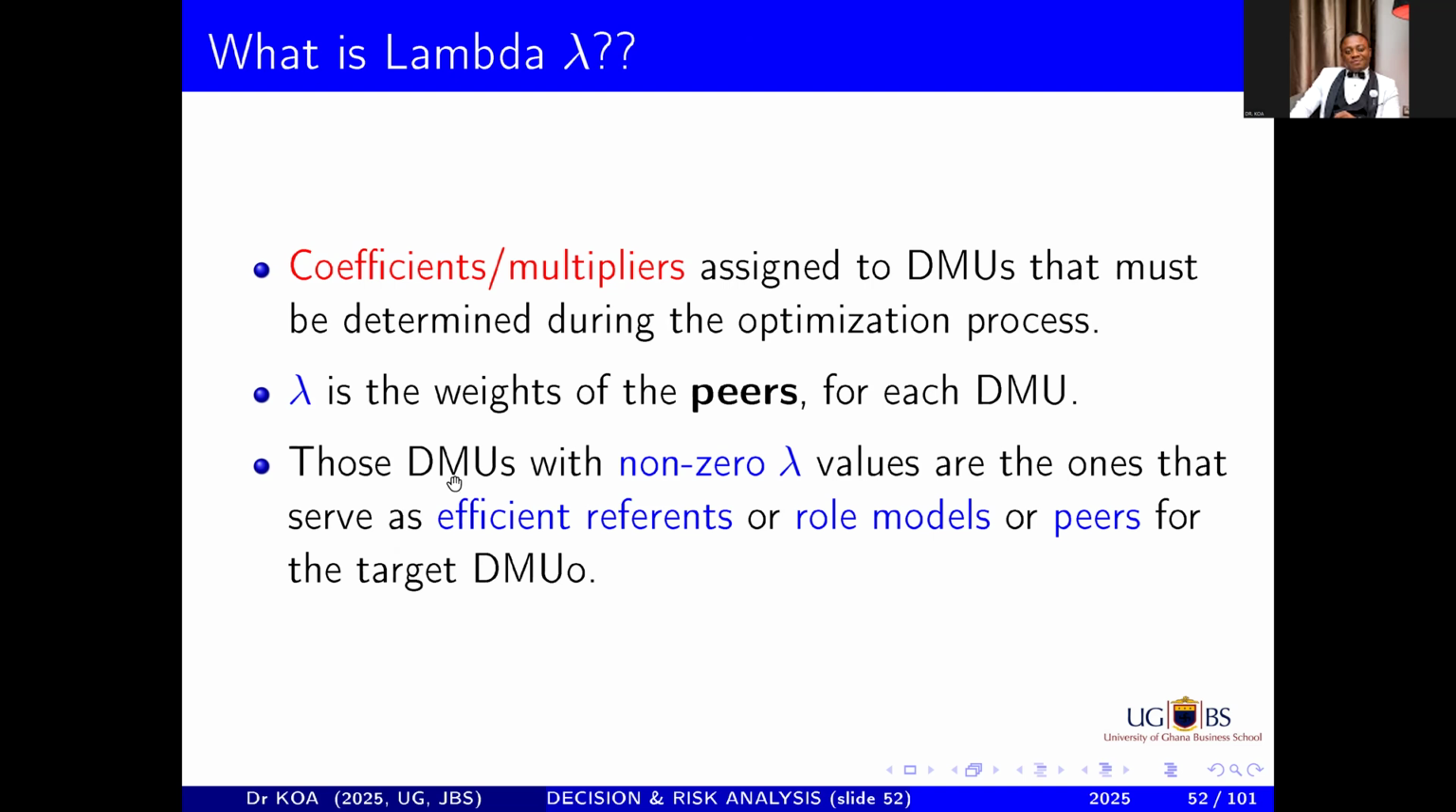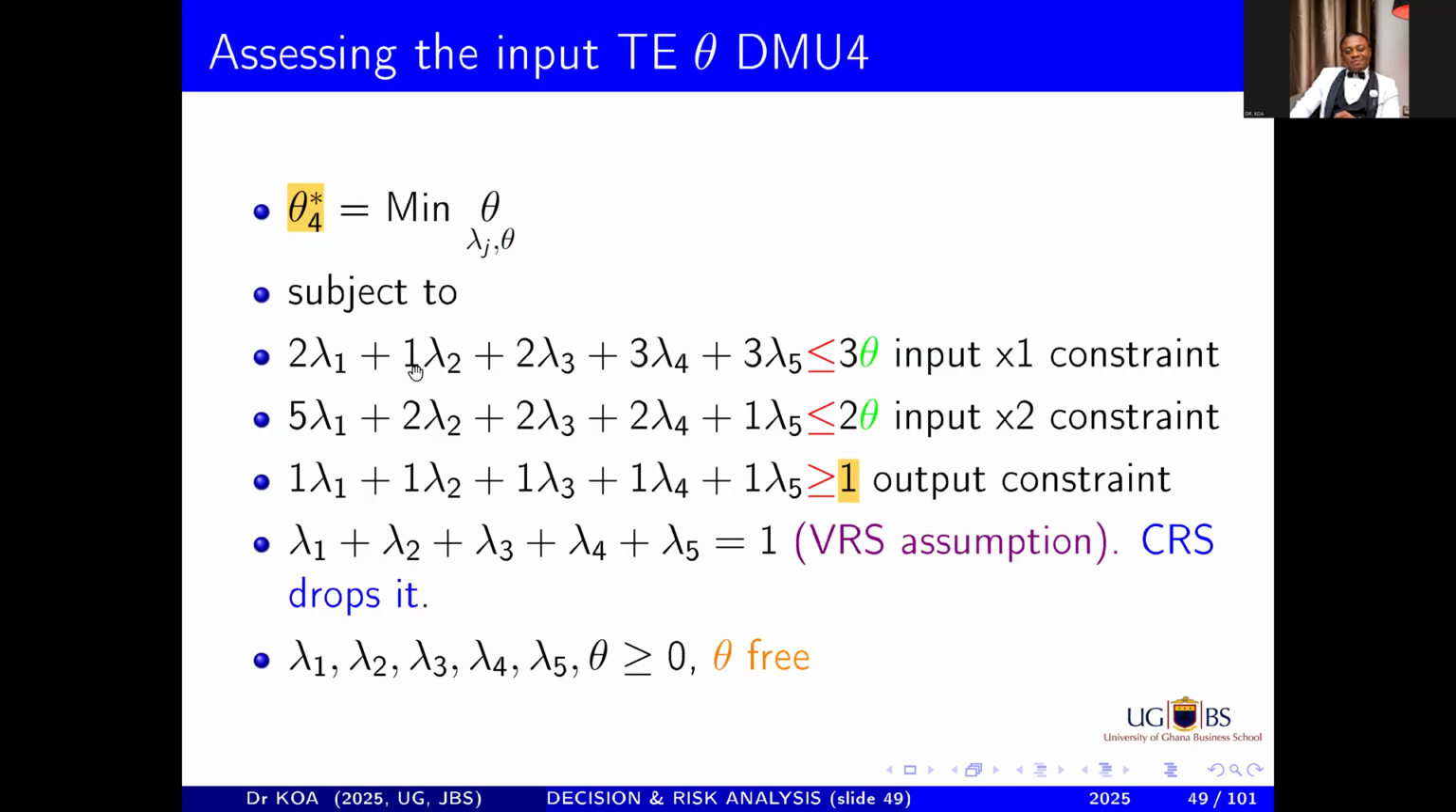That is why this sentence is saying that the DMUs with non-zero lambda values, those that do not have lambda values that are 0, so they have positive lambda values, they are the ones that are the what? The peers. They are the ones that are the role models. They are the ones that are the efficient reference for the target DMU. That is the DMU you are considering at the time. So the DMU4, if we do it and we check the lambdas, we saw that lambda 1 is 0, lambda 2 is 60%, lambda 3 is 0, lambda 4 is 30%, lambda 5 is 20%.